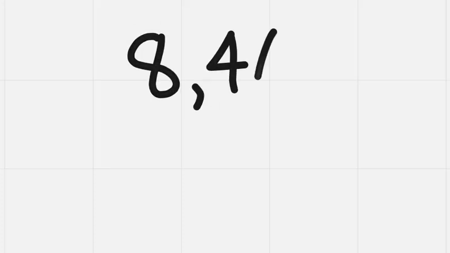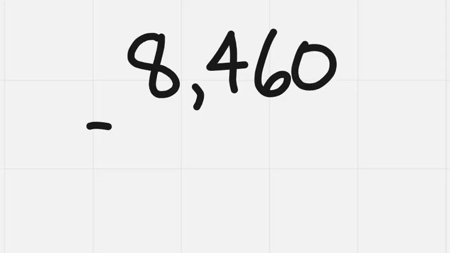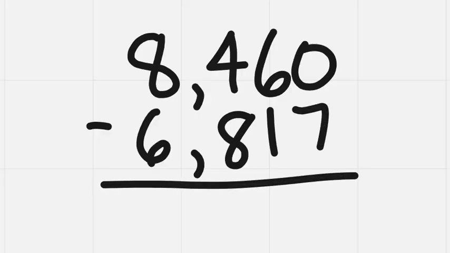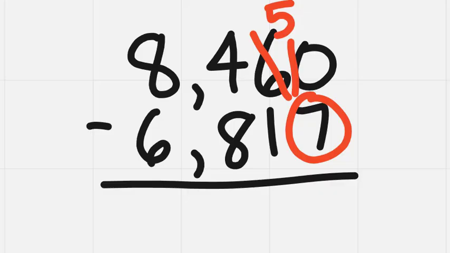Our next problem is 8,460 minus 6,817. We will subtract this together. If you'd like to subtract it on your own, you may pause the video to do so. We will begin with 0 minus 7. We'll circle the 7. It's on the bottom, so we need to borrow. The 0 becomes a 10. We cross off the 6, and it becomes a 5. So now we subtract 10 minus 7. 10, 9, 8, 7, 6, 5, 4, 3.